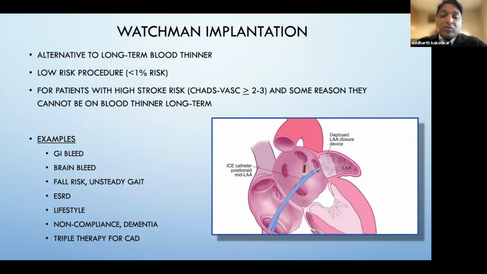or have a difficult to control Coumadin with their therapeutic level going all over the place, or if they're already on multiple other blood thinners for history of coronary disease and they have a stent, maybe being on 3 different blood thinners might be too much. You could consider Watchman to get you off of one of them.